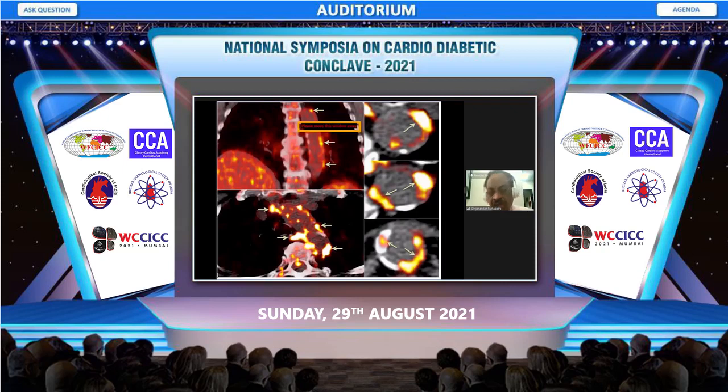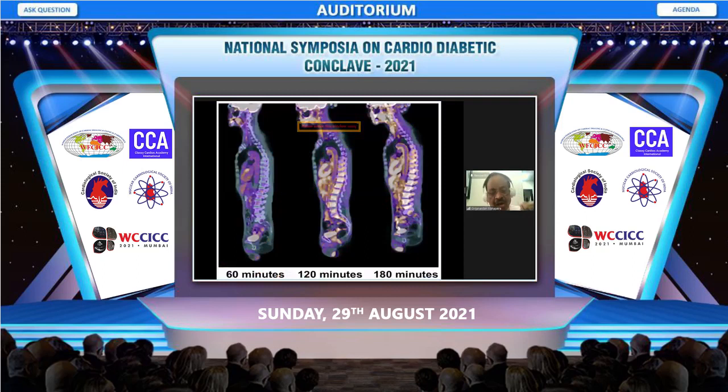These are called atherosclerotic plaque in big arteries like the aorta and carotid arteries. All these arteries are showing increased uptake of FDG. When you inject the FDG, we have to wait 60 minutes, 120 minutes. At 120 minutes and 180 minutes following the injection, there is good, increased uptake in the area you are seeing, because FDG clears from the myocardium and from the circulation.